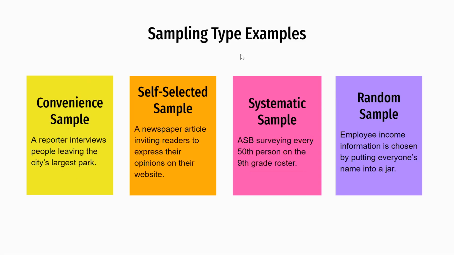So a few more examples of a convenient sample could just be a reporter interviewing people that are coming and going from a public park, right? It's very convenient for the reporter. It's very convenient for the park goers.